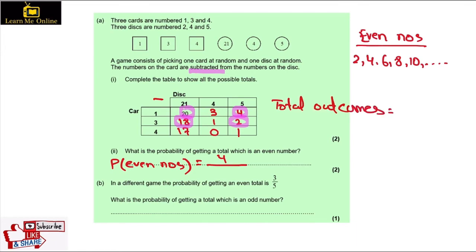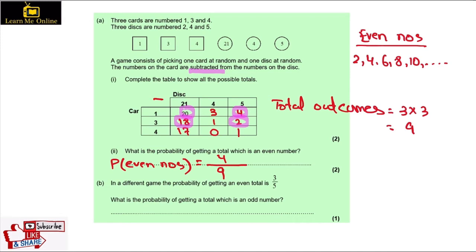And rather than counting them together, you just do 3 times 3, which is 9. So here the possible outcomes are 9. And the total number of outcomes, as I said, to find the probability, goes in the denominator. So the probability of getting the even numbers would be 4 over 9.